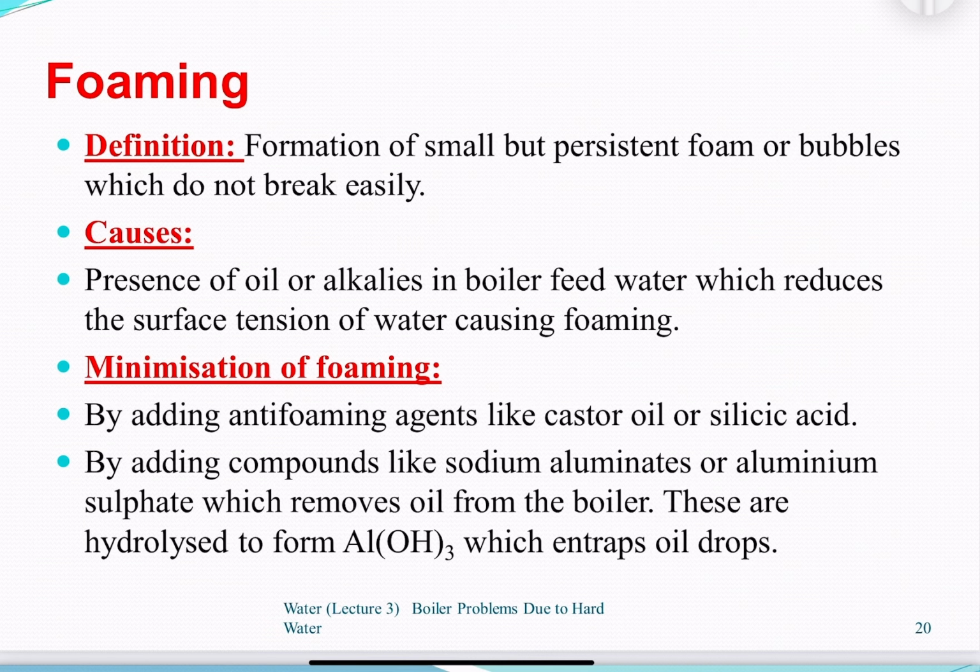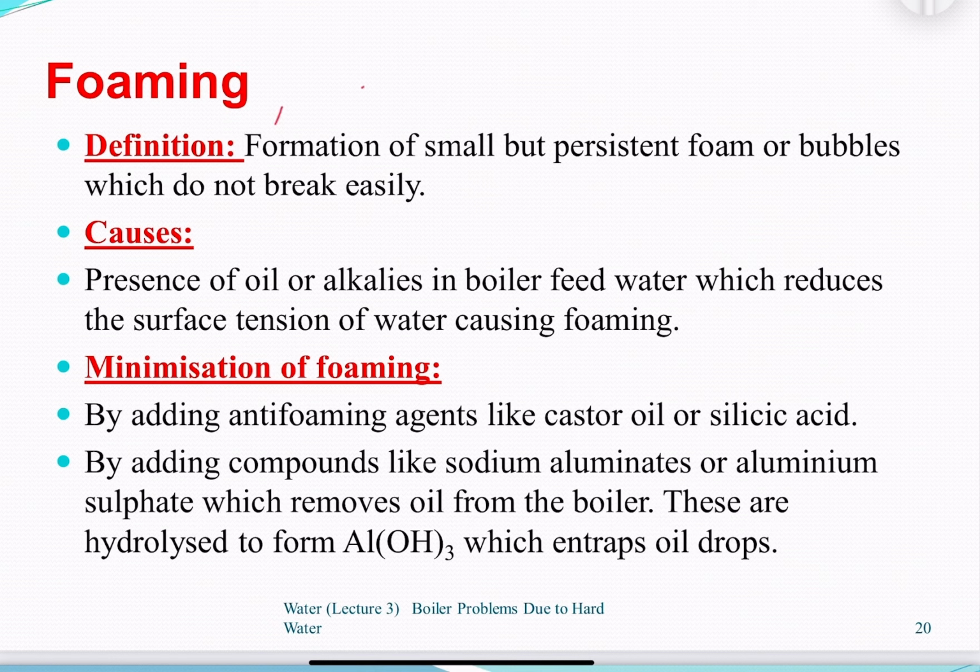By adding some anti-foaming agents like castor oil or silicic acid, or by adding some compounds like sodium aluminate, aluminium sulfate, which removes oil from the boiler. So this is how we can control foaming in boilers.